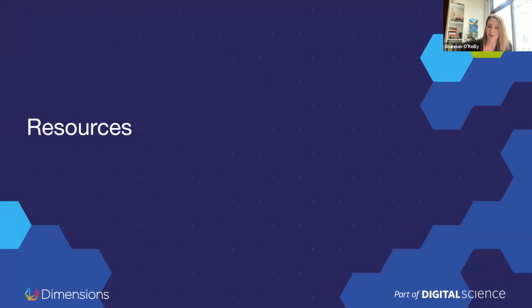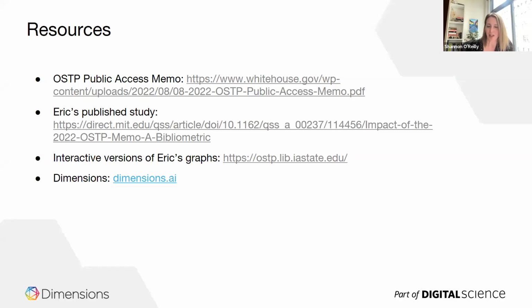I also encourage you to visit Eric's website and to play around with the data yourself. As you can see, there's lots you can do. You can search for your own institution, specific publishers. And all of these links we have included in today's slides, so this should be easily accessible to you. So you'll see here we have a list of some of the resources that were mentioned in the slides, as well as Eric's published study and the interactive versions of Eric's graphs.